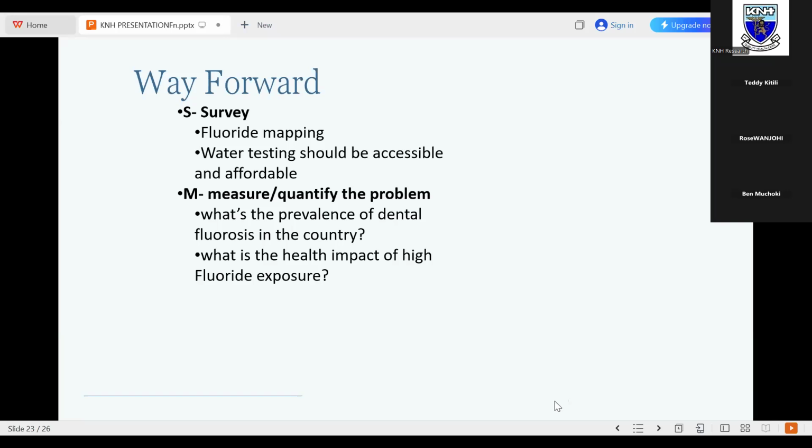For example, what is the prevalence of dental fluorosis in the country? The last one that was done by the Ministry of Health through the Kenya National Oral Health Survey was done in 2015. A lot has happened since 2015; it is now 11 years. So we need to see where we are at. And also we need to look at what is really the health impact of high fluoride exposure.